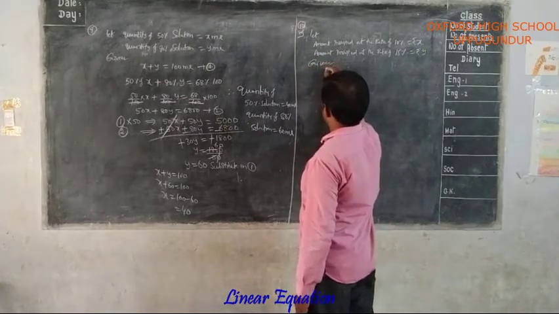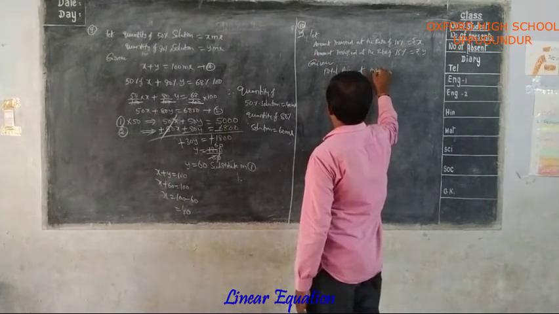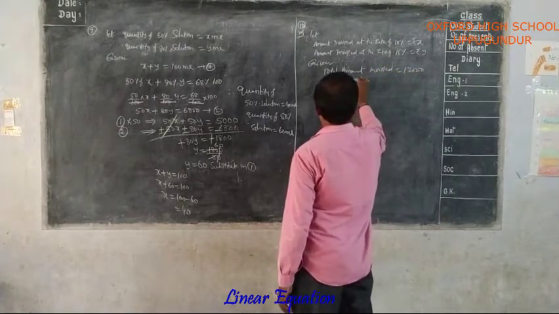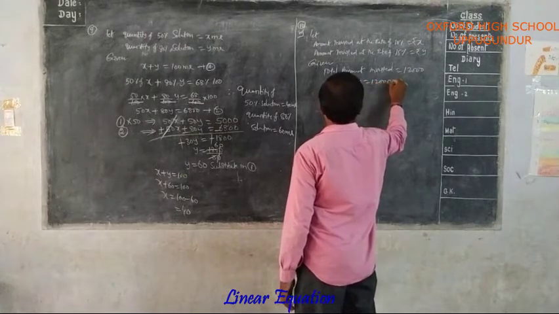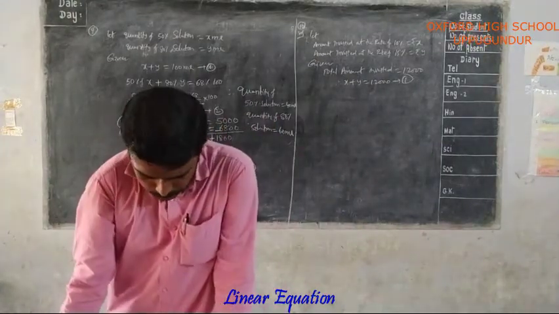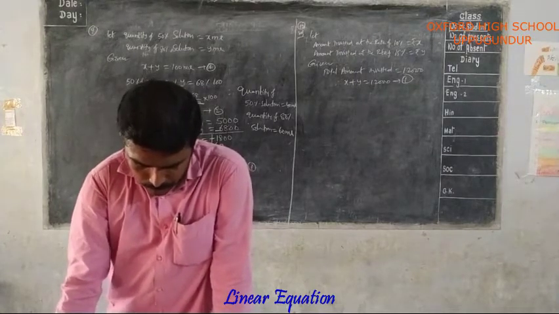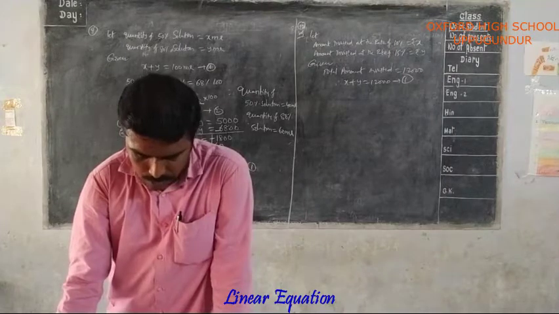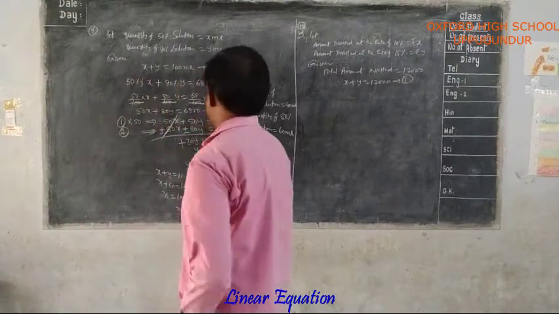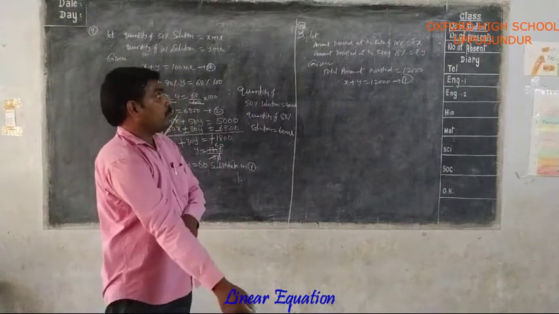Given total amount invested is 12,000. Therefore, x plus y equal to 12,000. Consider this as equation 1. Next, if we give these two amounts at 10% and 15% rate of interest, how much amount we have to invest in each rate to yield 12% on the total amount invested?